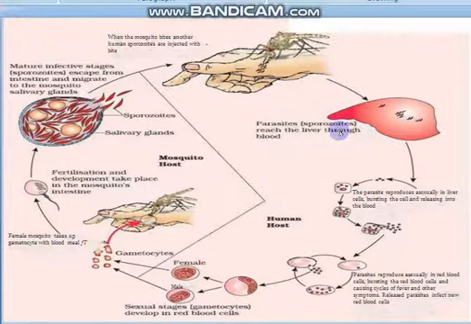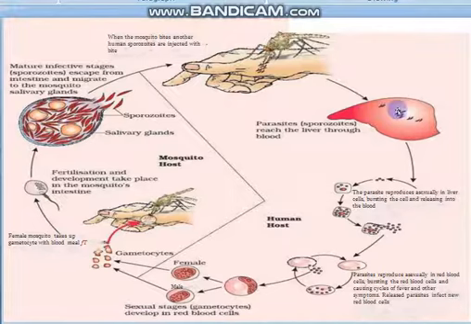Suppose this portion is for the host, human beings as a host, and this portion shows the mosquito as the host. Suppose we start from this point: when a mosquito bites a human being, it gives Plasmodium to the body of the human being, and at that time the Plasmodium is in the sporozoite stage. The sporozoites are injected into the body of the human being by the bite of the female Anopheles mosquito. And from here, through blood, the sporozoite stage enters the liver.